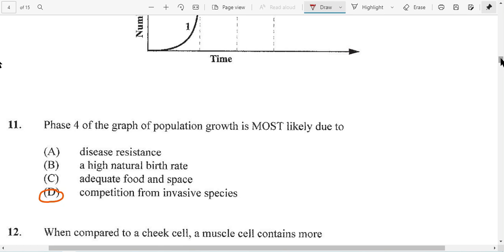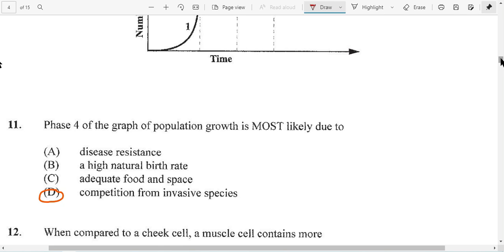But if we're having competition from invasive species like the lionfish, like the Brazilian cane toad, and the list of invasive species continues on, then the population will fall off. So for question number 11, D is going to be the most suitable answer for us.